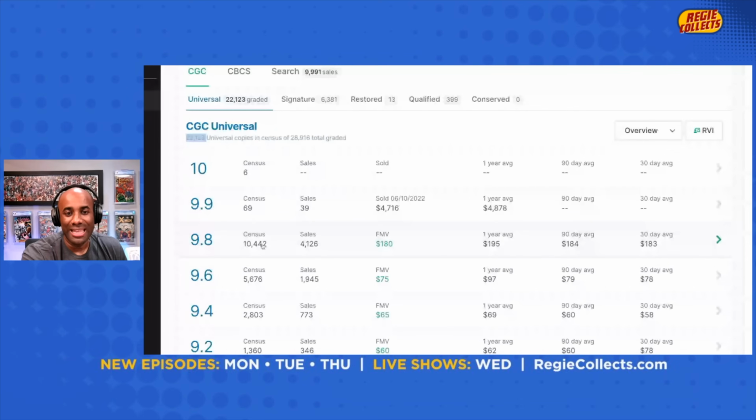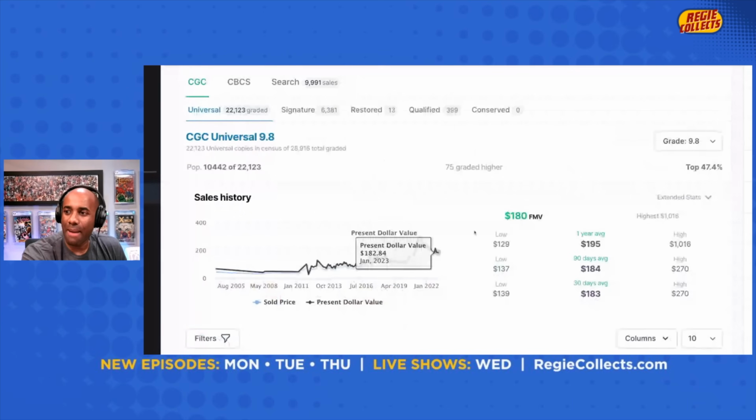Same thing here. The census count, the 9.8 is not exactly a rare book. 10,000 9.8s out of 22,000. That's a lot. But you can see a value delta here. Should there be a value delta? I don't know. So let's click on it and take a look and see what we see here. What we find is that this is the top 47%. The top 47% of books graded happen to be a 9.8. That is a lot.